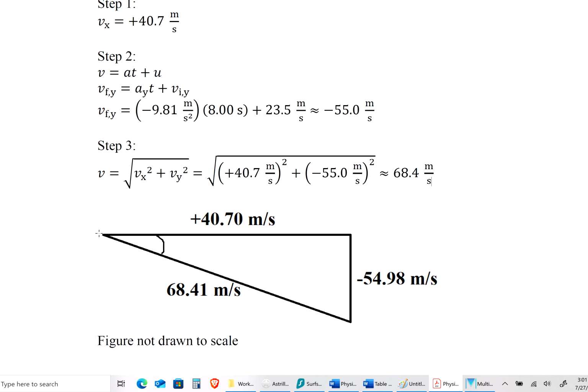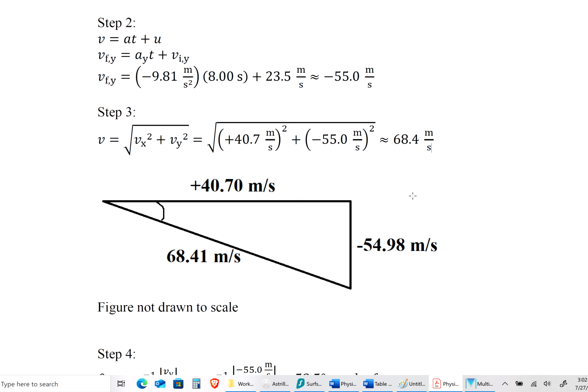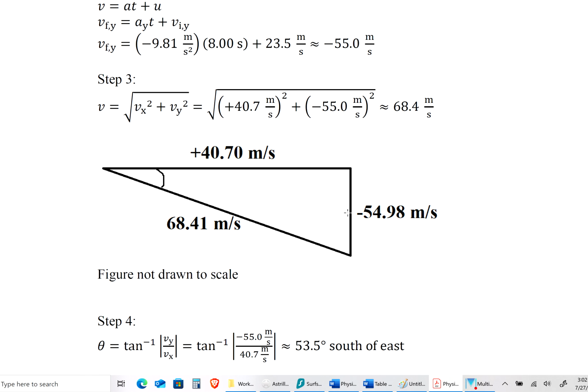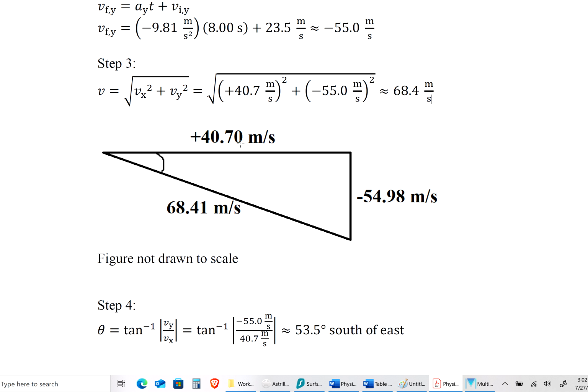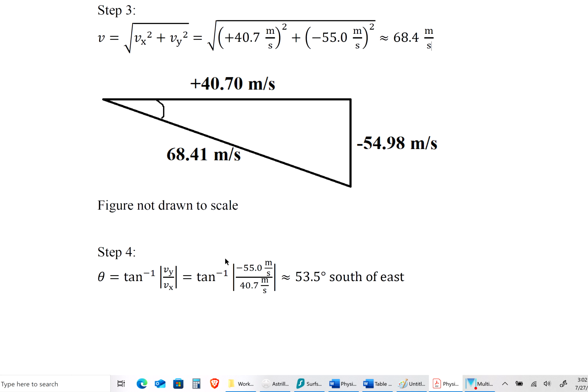Because V sub x is positive 40.7, V sub y is minus 55.0 approximately. And then we could find the length of the hypotenuse to be about 68.4. And this figure is not drawn to scale, because 54.9 is longer than 40.7. Step 4, find the direction. It's 53.5 degrees south of east. Why is it south of east? Because this is positive on the horizontal, negative on the vertical.